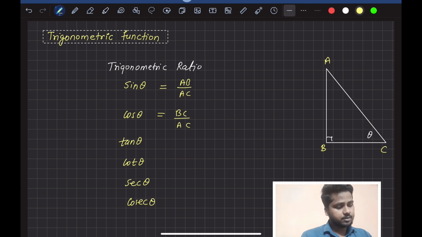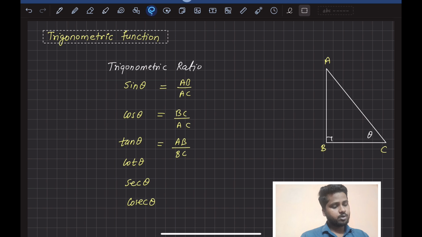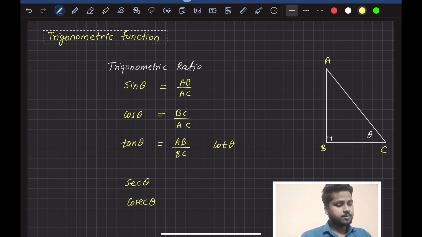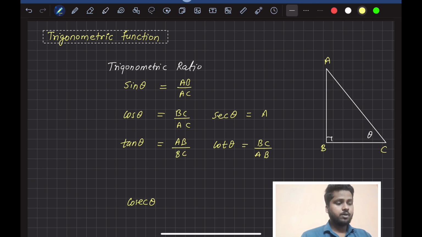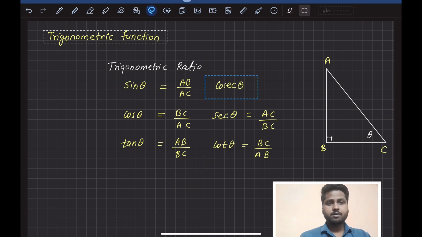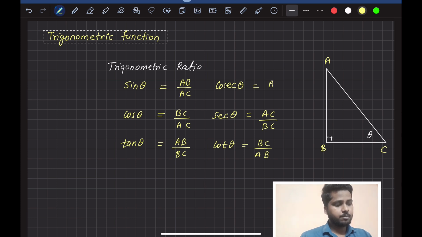Tan theta becomes AB, the opposite side, divided by adjacent side, BC. Cot theta is the reciprocal of tan theta, students. So tan theta is AB by BC, therefore cot theta will be BC upon AB, sorry. And sec theta is equal to the reciprocal of cos, so it will be AC upon BC. And then the cosec theta will be equal to 1 upon sine, the reciprocal of sine, so it will be AC upon AB.